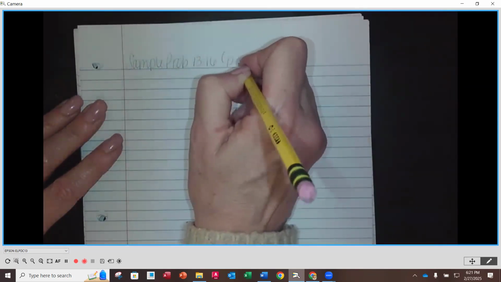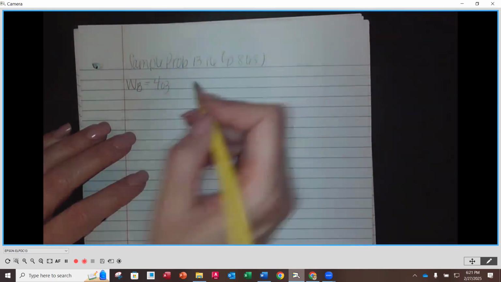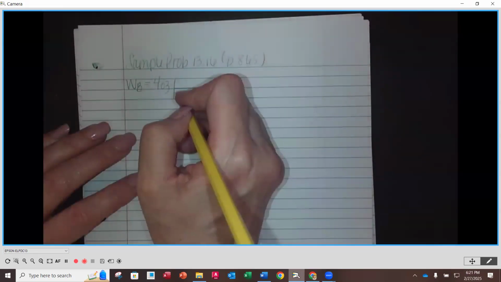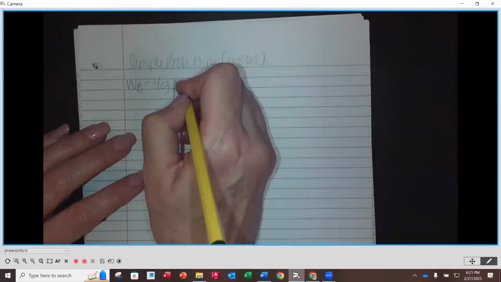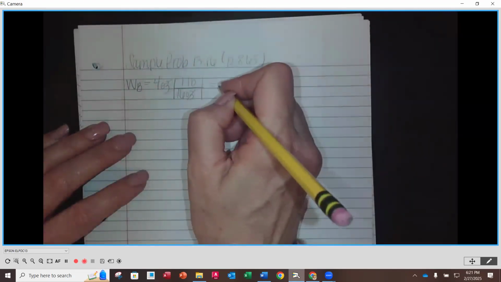So this is sample problem 1316. It's on page 865 in your book. We know that the weight of the ball is equal to 4 ounces. Now, we want this in pounds, and this is not pounds. There are 16 ounces in 1 pound, so we can do a quick conversion. The ounces cancel here. 4 divided by 16 is 0.25 pounds, which is the weight of that ball.